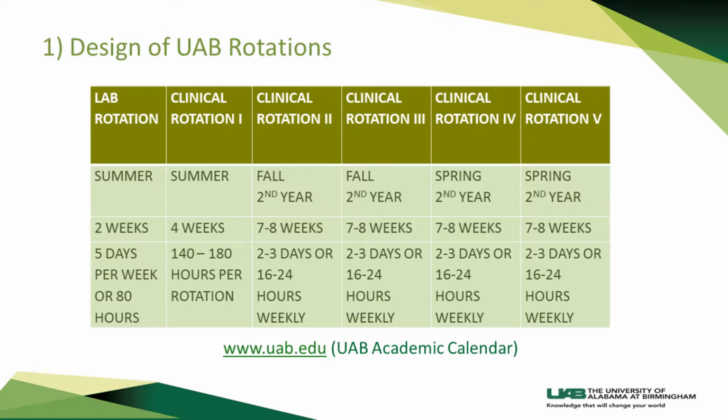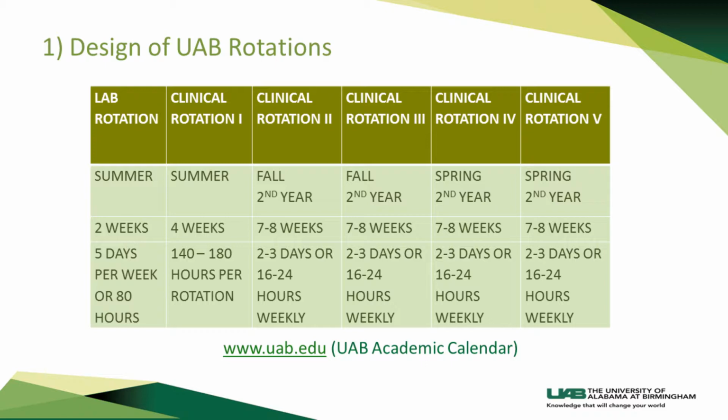Rotation dates vary slightly each year, depending on the academic calendar for UAB. Typically, however, you can expect rotation 2 to start mid-August to mid-October, rotation 3 to run mid-October to early December, rotation 4 to run early January to late February, and rotation 5 to run early March to late April.